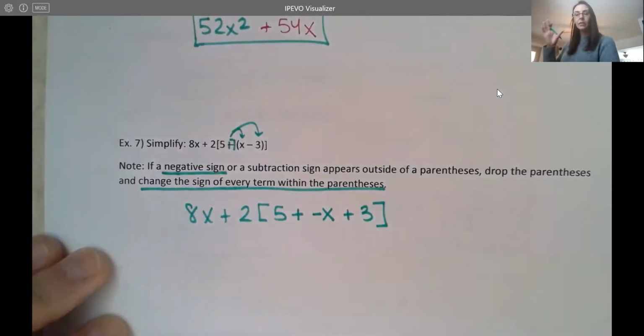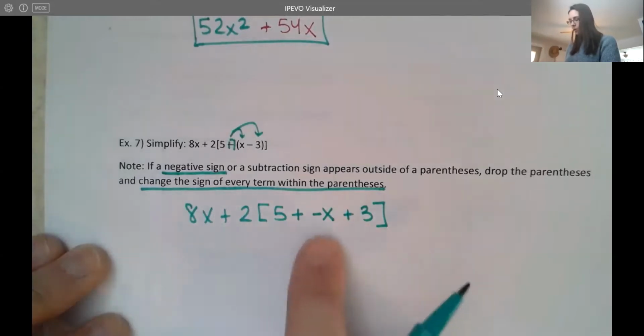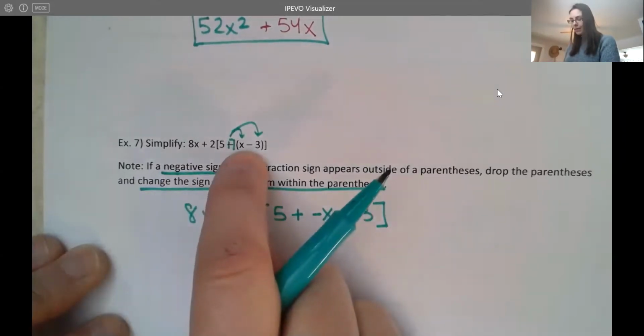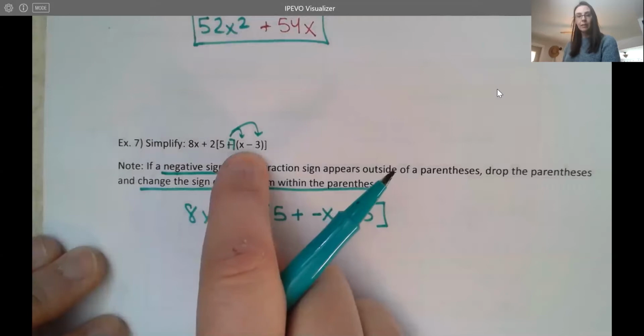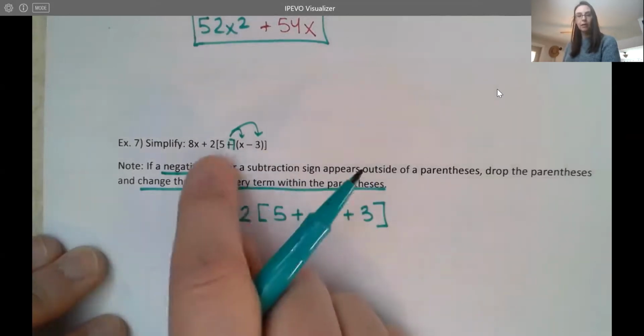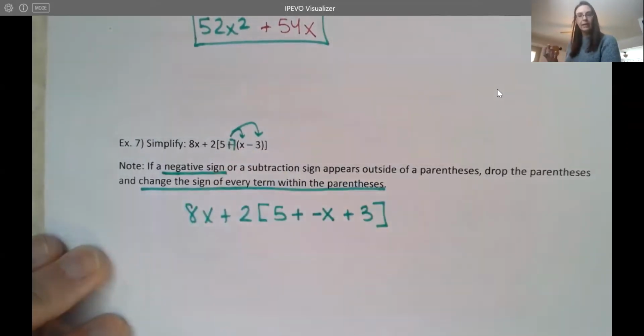Now, negatives and subtraction are basically the same thing. So you can use them interchangeably. And you'll see me do that here. So I think I called this minus sign a negative. It's the same idea. So minus 3, plus 3, negative 3, positive 3. It's still that same change.